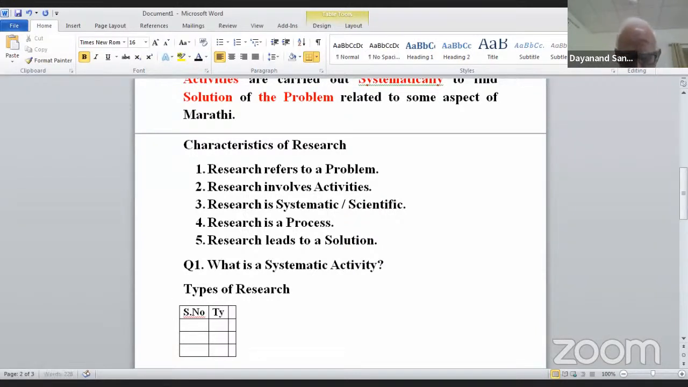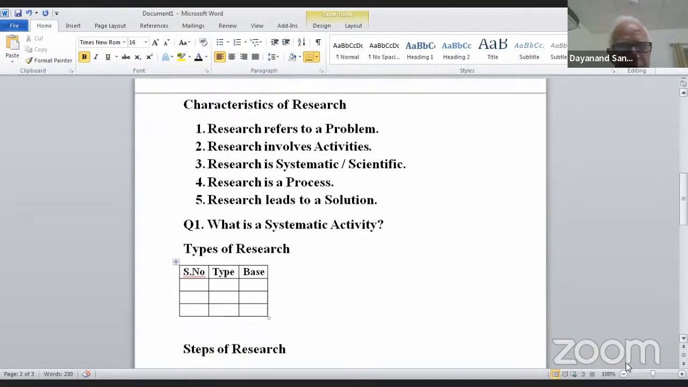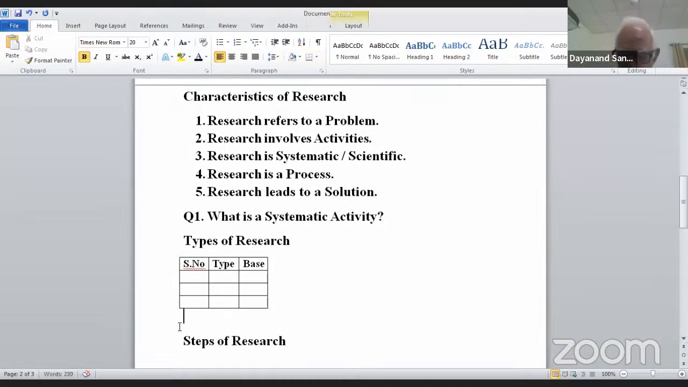Let me tell you the types of research. I will tell you the type and I will tell you the base. If you change the base, the type will change. Now I am asking a question. What are the types of data? Primary data and secondary data.